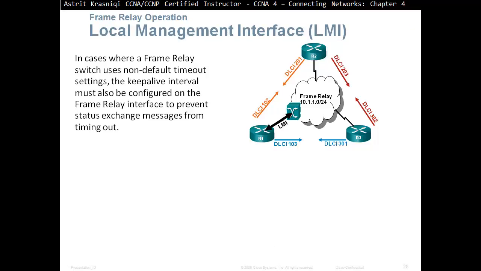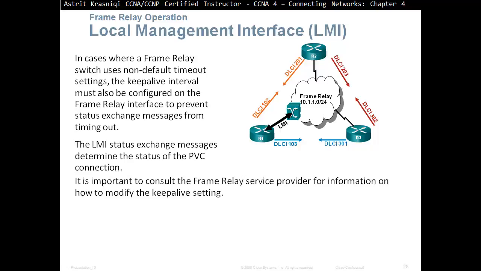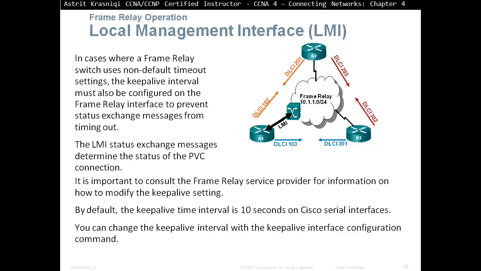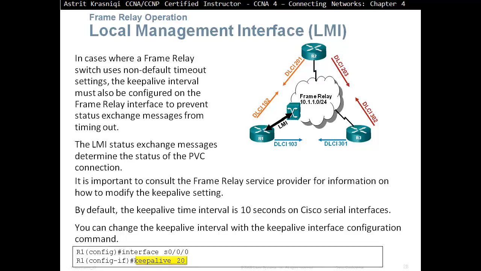In cases where the Frame Relay switch uses non-default timeout settings, the keepalive interval must also be configured on the Frame Relay interface to prevent status exchange messages from timing out. The LMI status exchange messages determine the status of the PVC connection. It is important to consult the Frame Relay service provider for information on how to modify the keepalive settings. The default keepalive setting is 10 seconds on Cisco serial interfaces, but you have to change it if the service provider uses something else. You can change the keepalive interval with the keepalive interface configuration command.